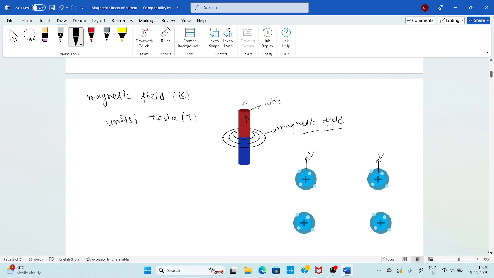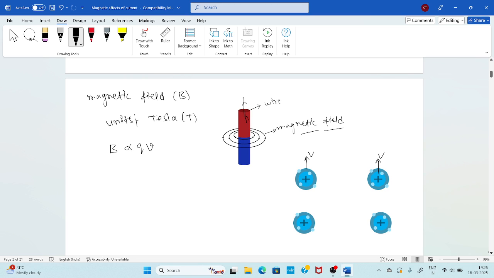The magnetic field depends upon some factors. Suppose the charge is flowing through this wire. Whenever the charge is moving with a constant velocity, it produces a magnetic field. So the magnetic field depends upon the charge and the velocity of the charge. We can write B is directly proportional to Q into V.